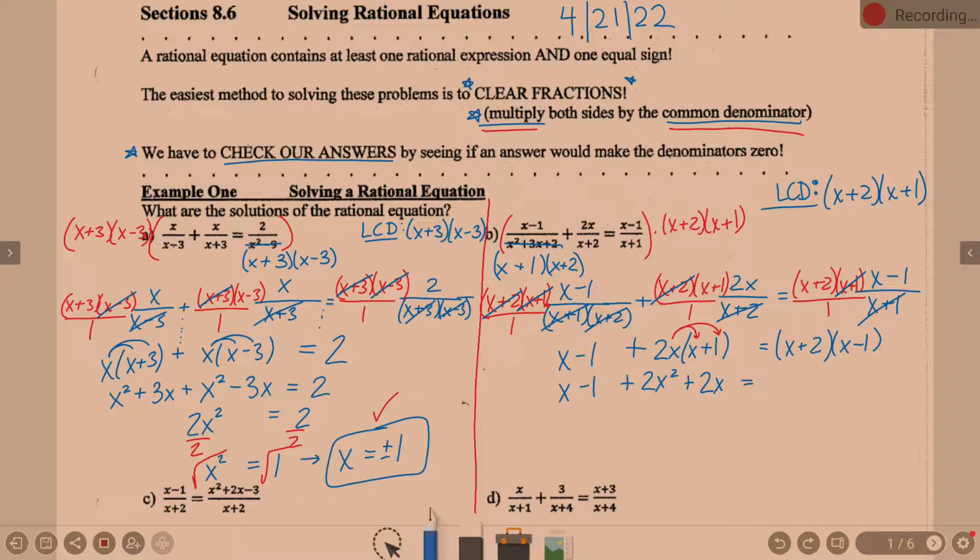What do I have to do on the right? FOIL, yes. Okay, know when to use that FOIL. So, x times x, x squared, x times minus 1, minus 1x. Then I'm going to distribute my 2. 2 times x, 2x. 2 times minus 1, or 2 times negative 1. Negative 2.